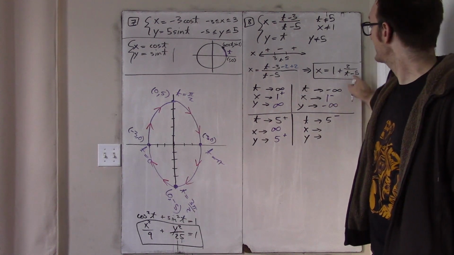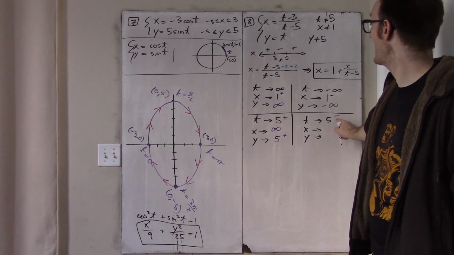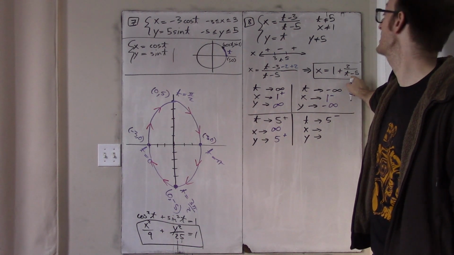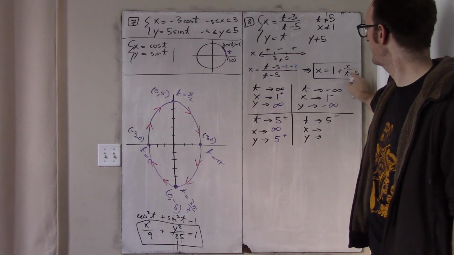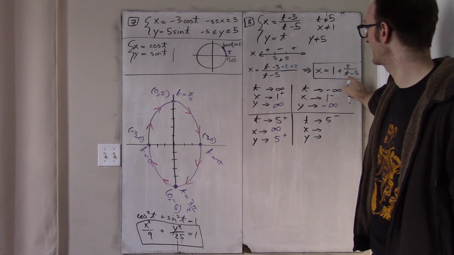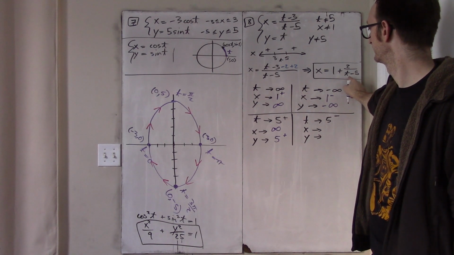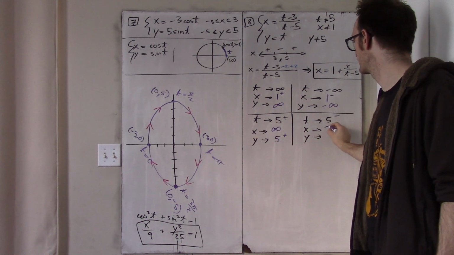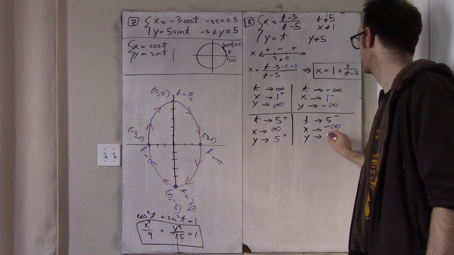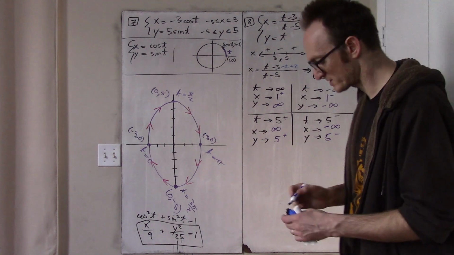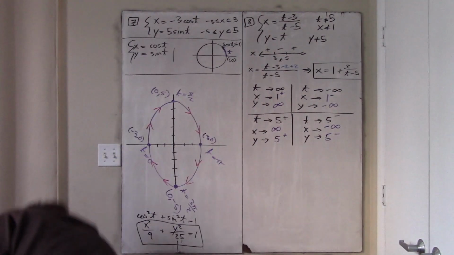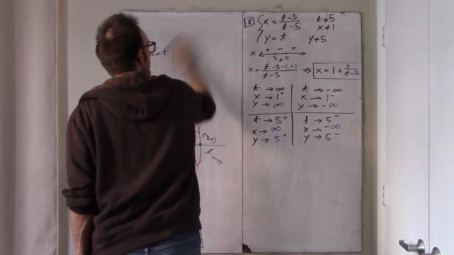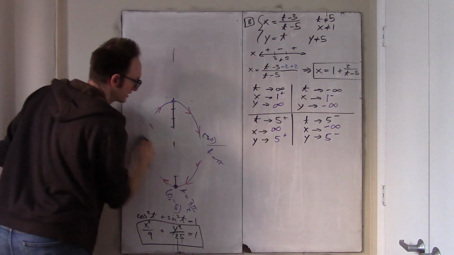If t goes to 5 minus, then if t is a tiny bit less than 5, a tiny bit less than 5 minus 5 is a tiny negative. 2 over a tiny negative is a huge negative. So that's 1 plus a huge negative, so x is going to negative infinity. And y is going to 5 minus. So actually that was kind of hard. I see now that this problem is a little bit trickier than I thought. I'm going to need 2 boards for this.